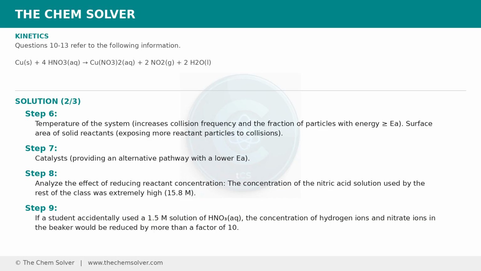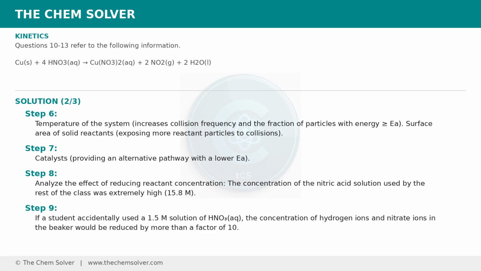Temperature of the system increases collision frequency and the fraction of particles with energy greater than or equal to EA. Surface area of solid reactants, exposing more reactant particles to collisions. Catalysts, providing an alternative pathway with a lower EA.